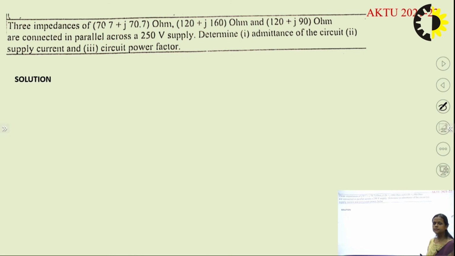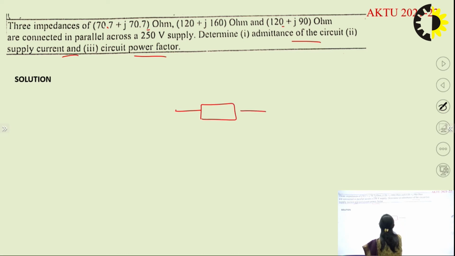Now next, 3 impedances are given, this is 70.7 and these are the 3 impedances, this one and this one, right? They are connected in parallel across a 250 volt supply. You have to determine the admittance of the circuit, the supply current and the circuit power factor, right? So first we will draw the circuit. All these three impedances are connected in parallel, right? So just draw the circuit.